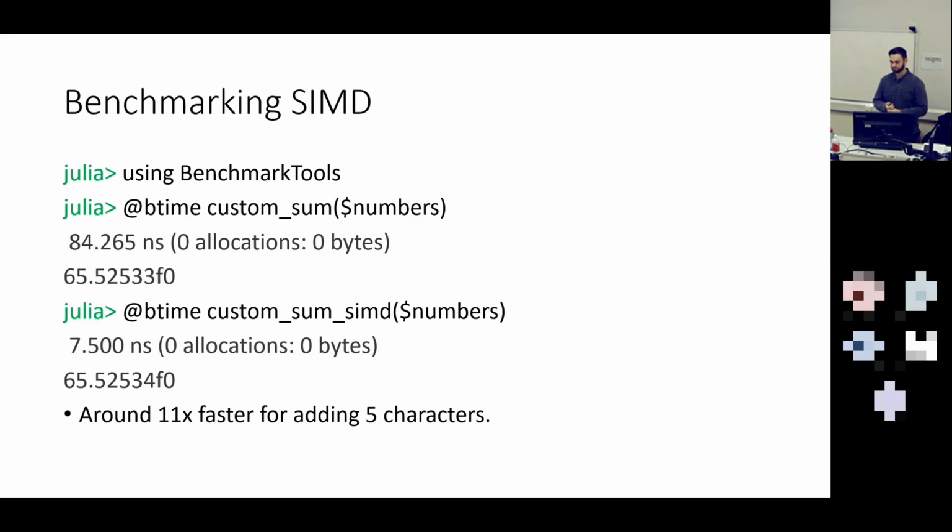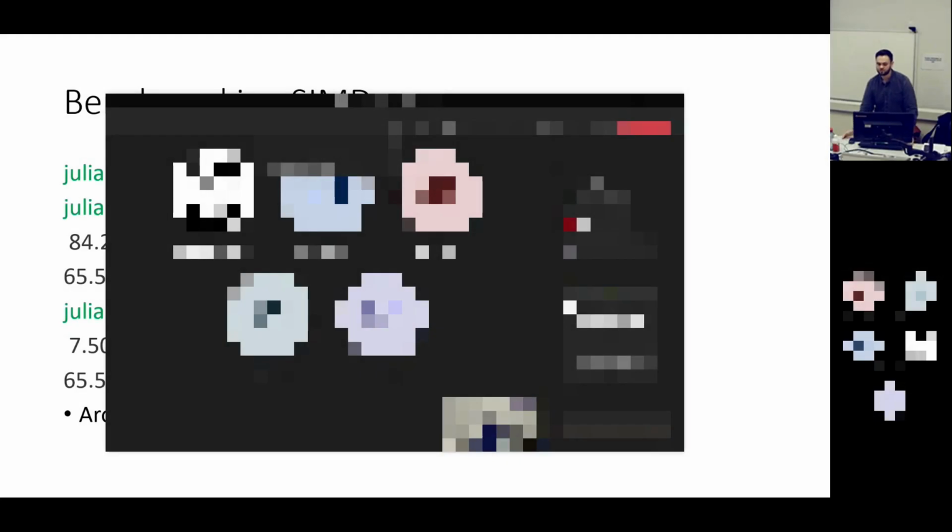Yes. Question in the chat. Okay. So the question is, the Julia docs say that unlike Python, you don't need to vectorize your loop. Is that only if we're using the SIMD macro? And it's a good question.